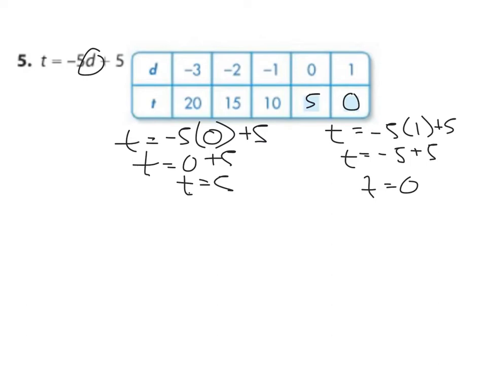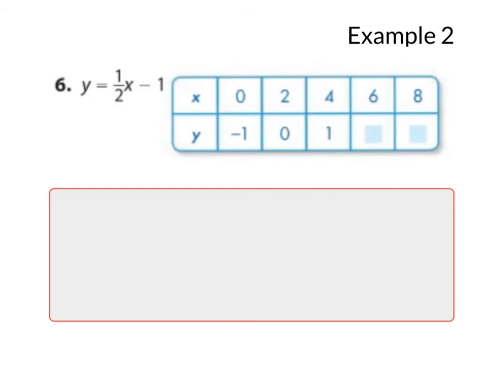Moving on to example 2, where I'm going to ask you to do it first, and then you come back for the answer. Did you get both clue words? 2 of them. Here is example 2, problem number 1.